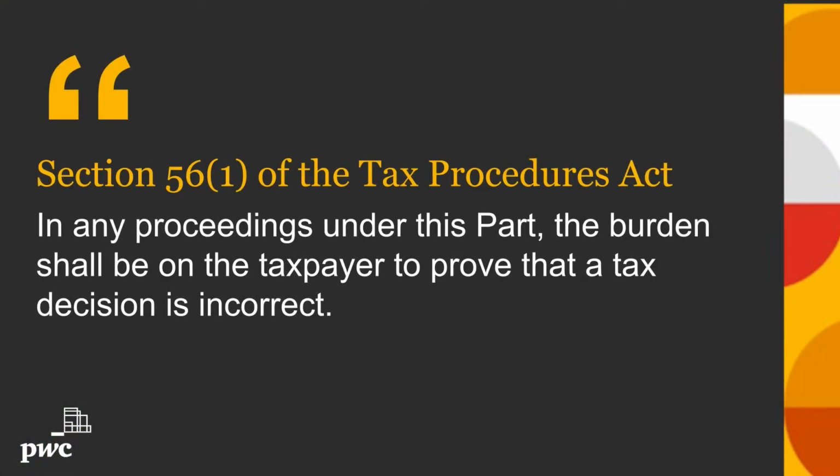The burden of proof in tax matters is quite distinct and different from other general disputes. As we have seen earlier, he who alleges must prove, and that is provided for in the Evidence Act. However, in tax matters, although it is the commissioner who gives an assessment, the burden of proof falls on the taxpayer. And we see this from Section 56 of the Tax Procedures Act, which provides that in any proceedings under this part, the burden shall be on the taxpayer to prove that a tax decision is incorrect.